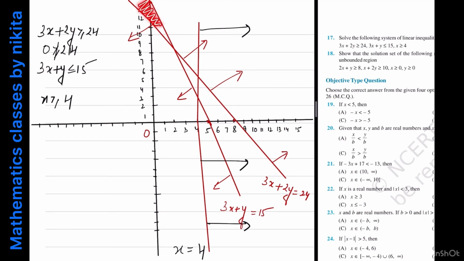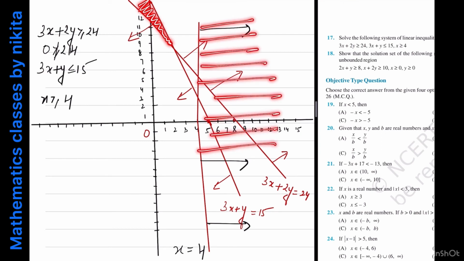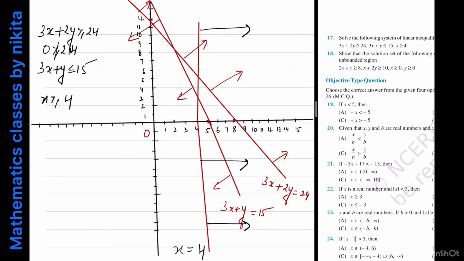This is the common portion of the two lines and you have x greater than or equal to 4. So nothing is common, they are not intersecting. All the three inequalities simultaneously have no region in common. So again this has no solution. This has no solution. Is it fine?